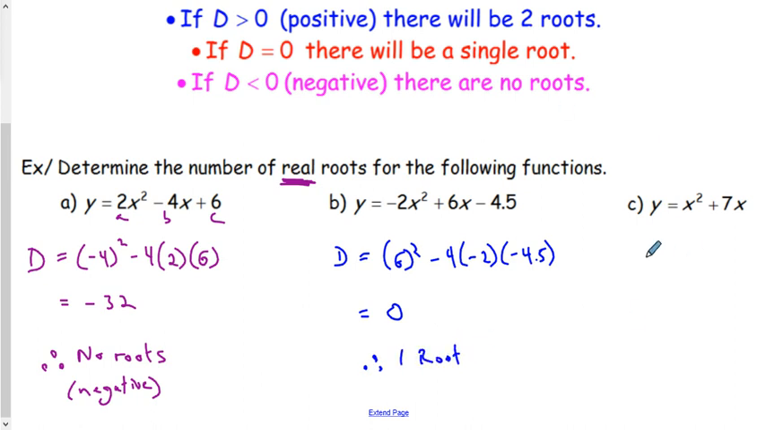How about our third one? B is 7, so 7 squared minus 4 times a times c. Well, it turns out c is 0. We're going to end up with just the 7 squared, so that's 49. Therefore, 2 roots, because it's positive.